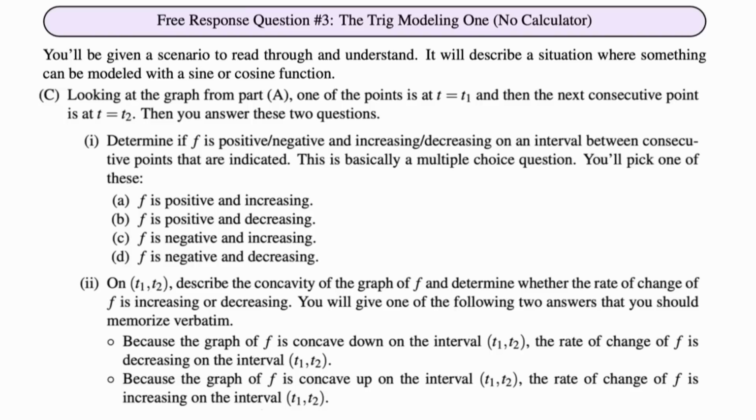So you're going to look at the graph, and then you're going to be given 2 of the points, like from, I don't know what they were called, like F to G or G to J or whatever. And for part 1, you have to say if the function is positive or negative and increasing or decreasing. It's multiple choice. So you're going to have to choose one of those.